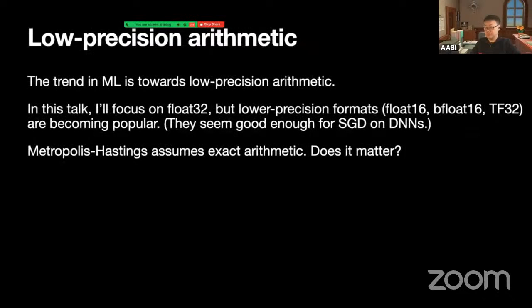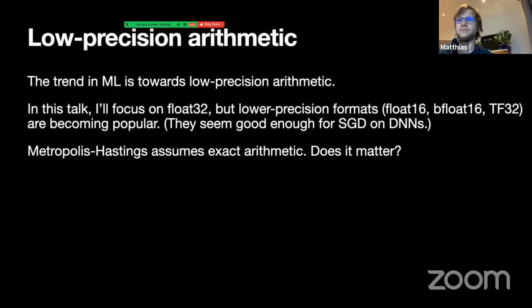There's this very significant trend in machine learning towards using ever lower precision arithmetic. And there are some advantages to this. It reduces your memory requirements. It lets you get quite a few more floating point operations per transistor. In this talk, I'll focus on good old single precision float32, but these lower precision formats like float16, bfloat16, tensor float32, all these things are becoming popular. And they do seem to work surprisingly well if you're doing stochastic gradient descent on deep neural networks.